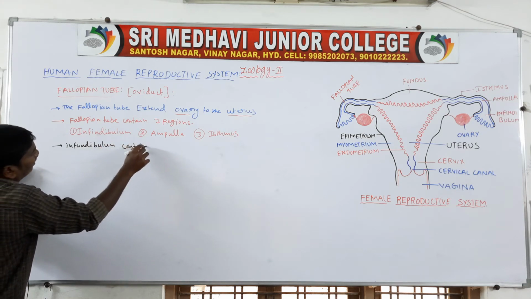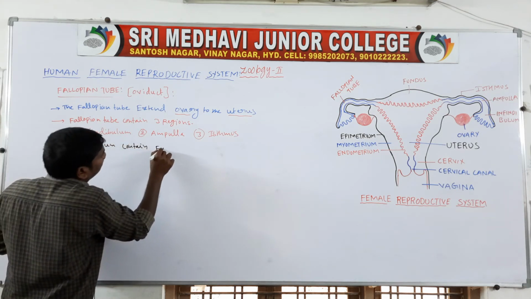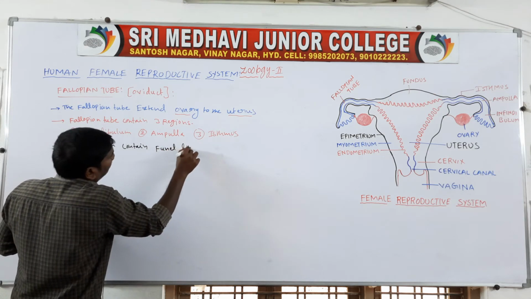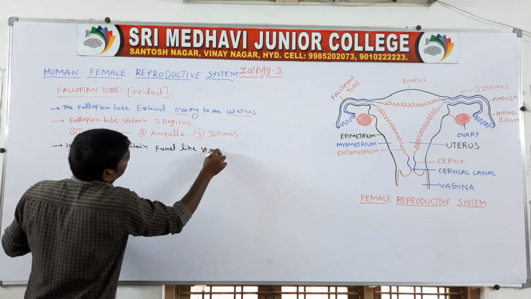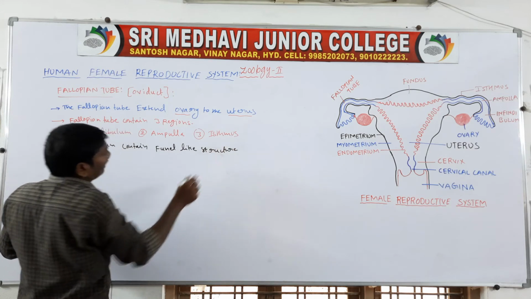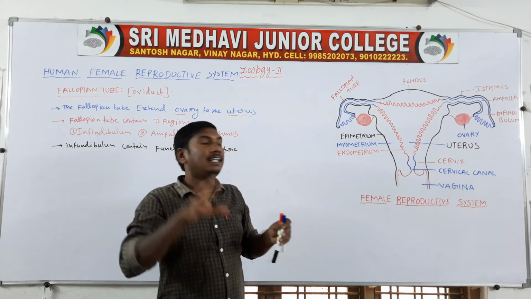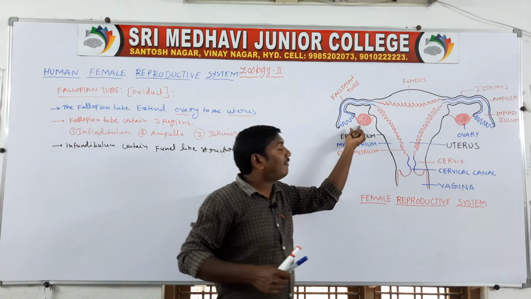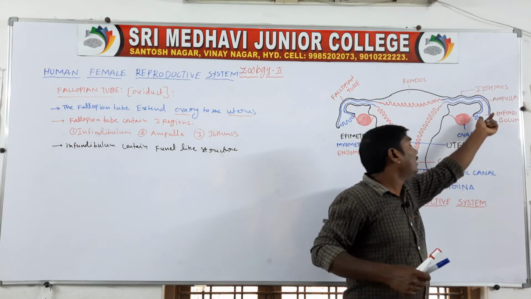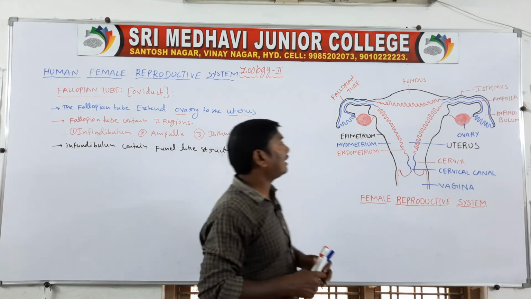The infundibulum contains a funnel-like structure. So they are the funnel-like structures. Next one, the finger-like structures are called Fimbriae.